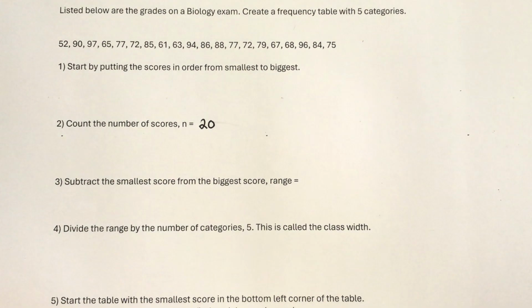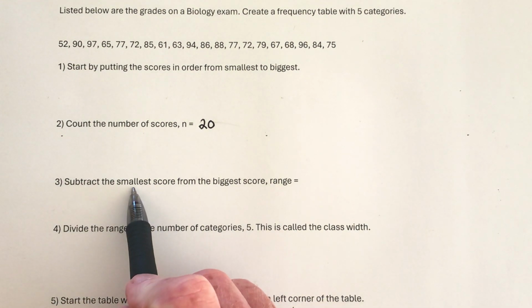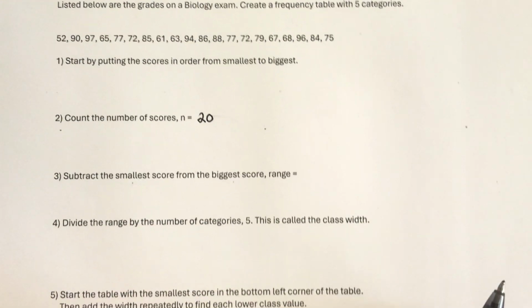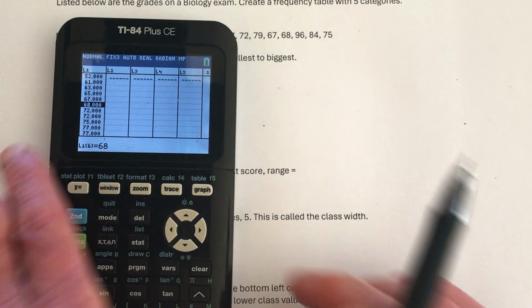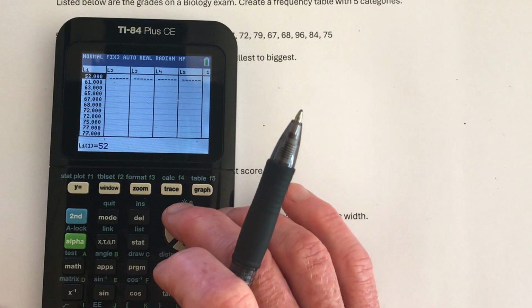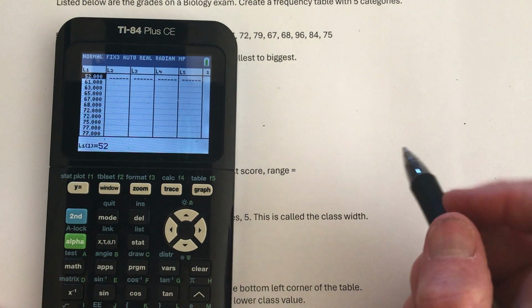Okay, next, subtract the smallest number from the biggest number. So now that they're in order, I know that at the top of the list, that's the smallest.